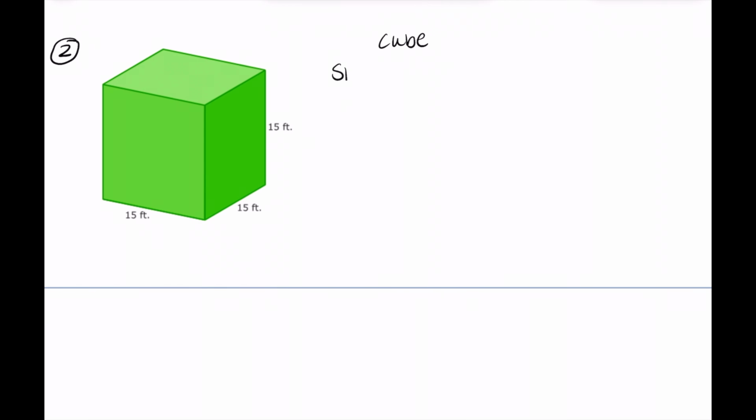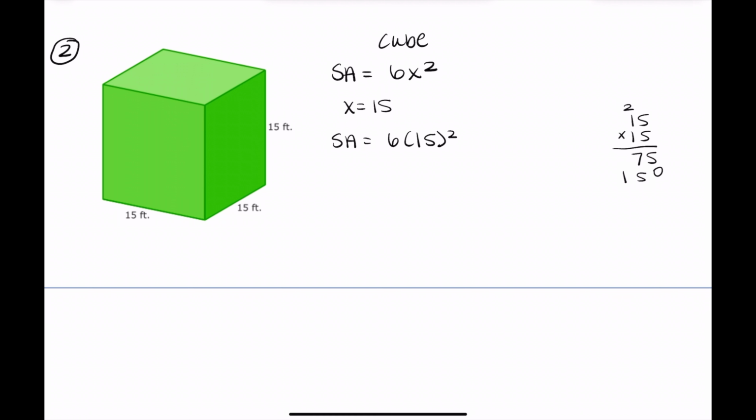Our second one, as you guys can see, all of our side lengths are the same. I know the diagram doesn't necessarily look to scale, but this is a cube. All of our side lengths are the same. Surface area of a cube is 6x squared, and our side length here is 15. So we would be plugging in that 15, so it'd be 6 times 15 squared. I'm doing 15 squared on the side for you guys. 15 squared is just 15 times 15, and 15 times 15 gives us 225.